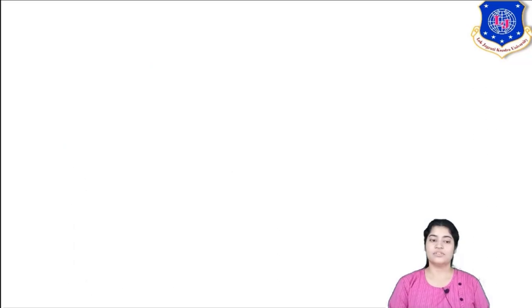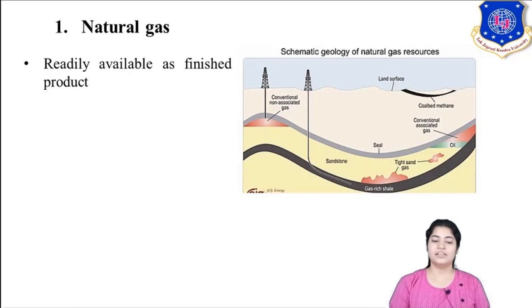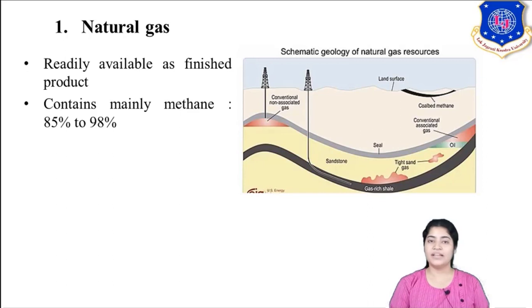Now starting forward, first is natural gas. Okay, it is in my category of petroleum gas. So what is natural gas? See, natural gas is the gas which is readily available as a finished product, okay? It contains mainly methane. So what's the composition of methane here? It ranges from 85% to 98%.